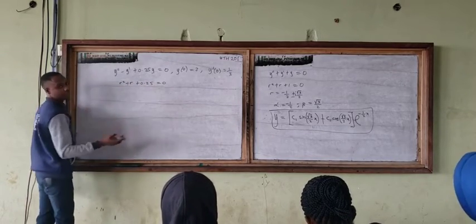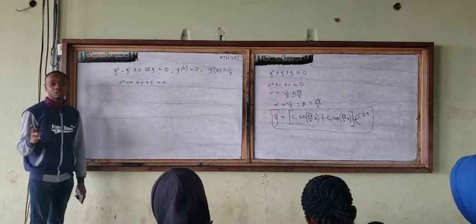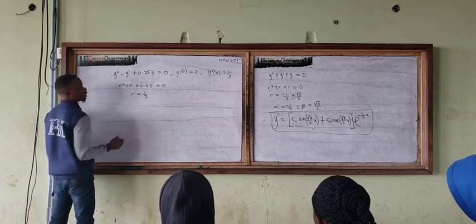You can write it as 1 over 4 and multiply through by 4, anyhow you want to do it. What does that give you? The solution? 1 over 2. So r is equal to 1 over 2. So that's a repeated root.